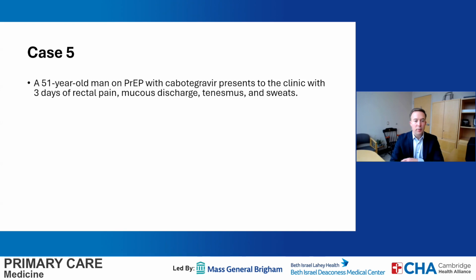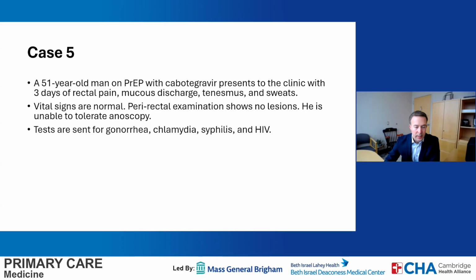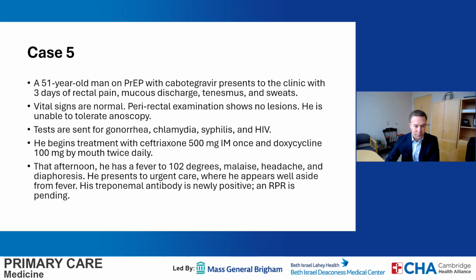Our next patient is a 51-year-old man who is on PrEP with cabotegravir. That's one of the long-acting injections that's available for PrEP. He presents to the clinic with 3 days of rectal pain, mucus discharge, tenesmus, and sweats. His vital signs are normal. A perirectal exam shows no lesions, and he's unable to tolerate anoscopy. Tests are sent for gonorrhea, chlamydia, syphilis, and HIV, and he begins treatment with ceftriaxone IM once and doxycycline 100 milligrams by mouth twice daily. That's the standard regimen for proctitis, which is the clinical syndrome that the clinician thinks this patient has.